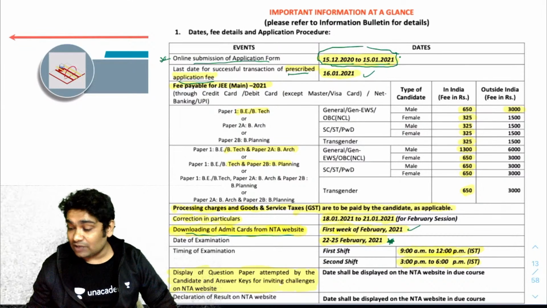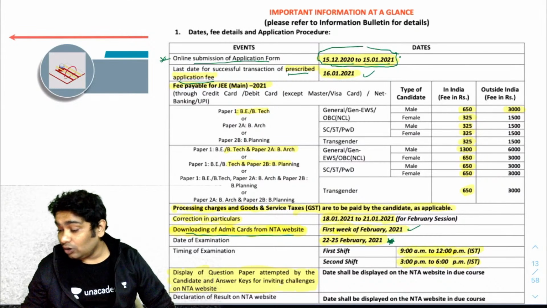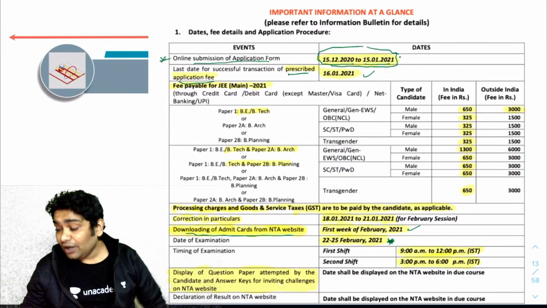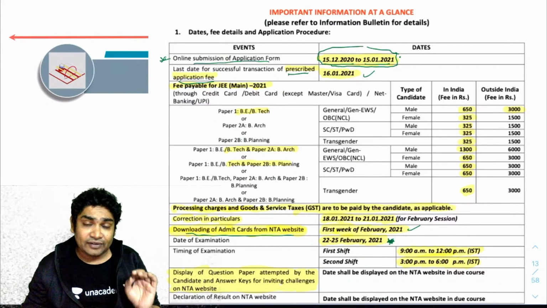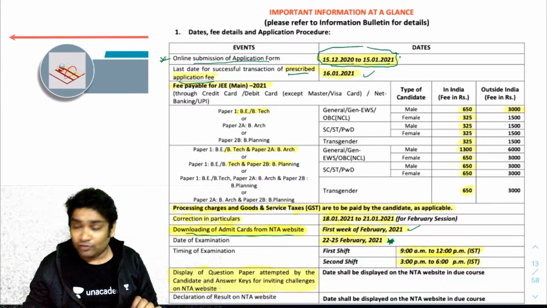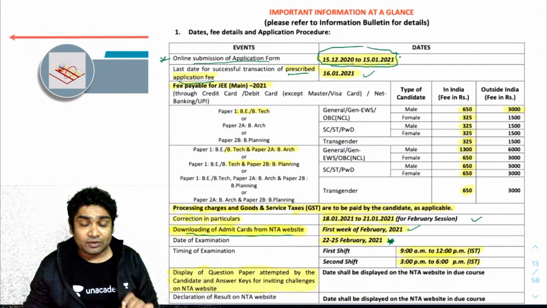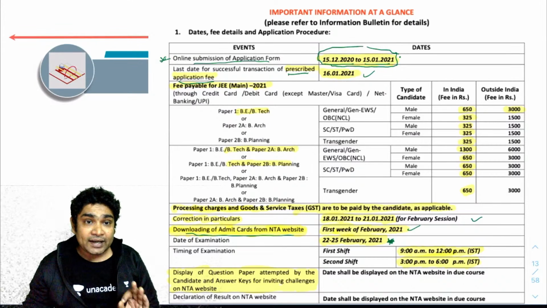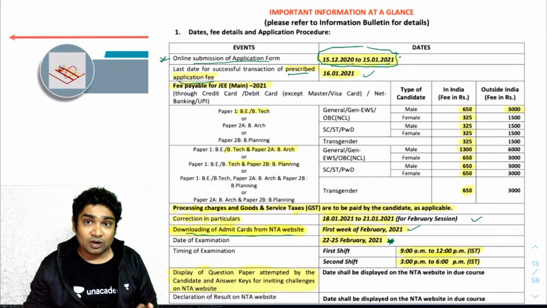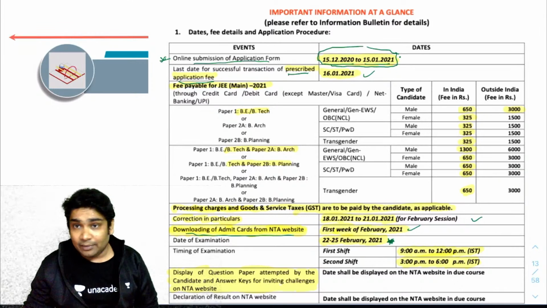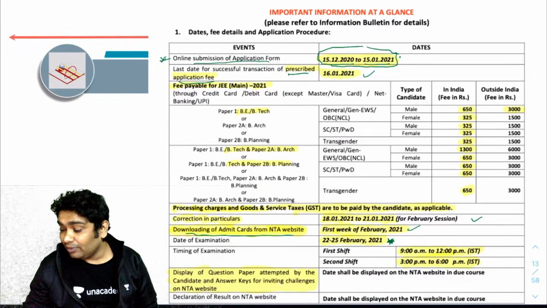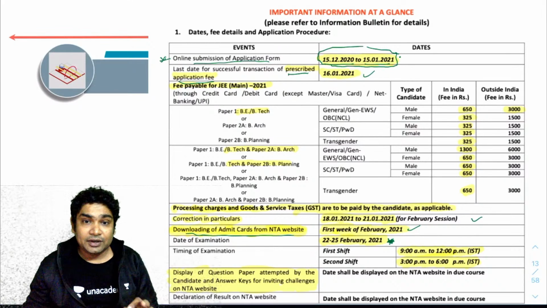Now the fees have been shown to you. Also, if you by chance filled out any information wrong in your form, then you can correct that from 18th of Jan to the 21st of Jan. So you have been given 4 days to correct any particulars that you filled out wrong. Then you can download the admit cards from the first week of February. Okay, so very important dates. Please mark all these dates in your calendars.